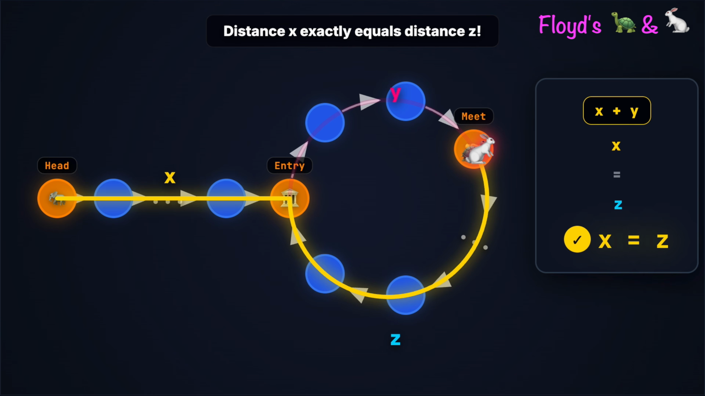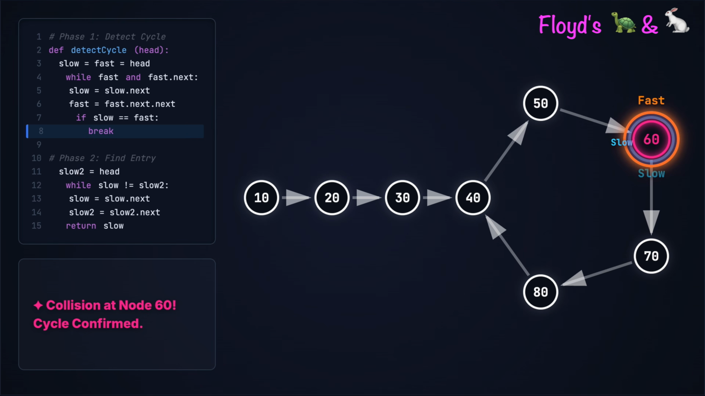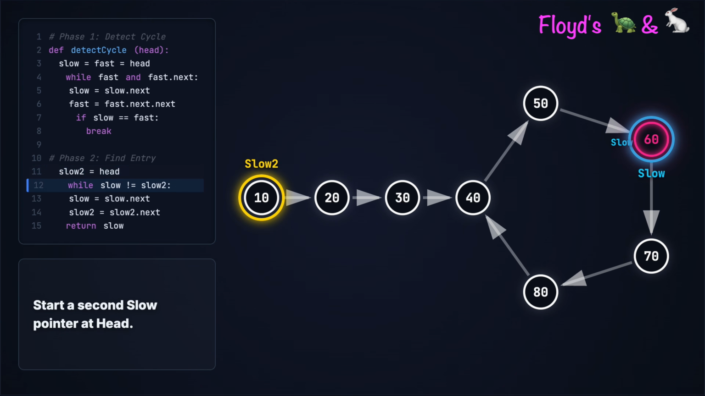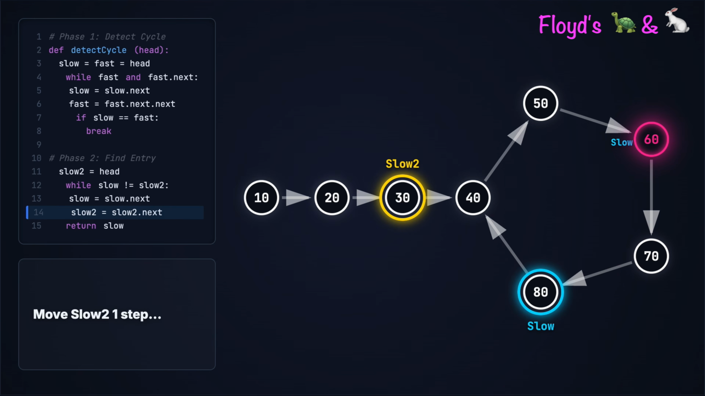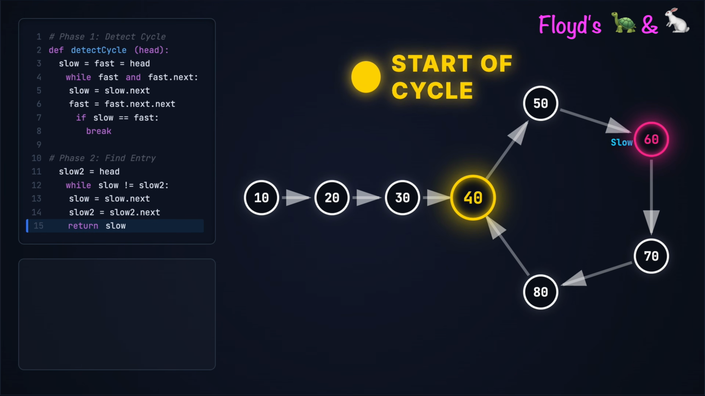And this holds even if the fast pointer had lapped the cycle multiple times before meeting slow. The extra loops just cancel out in the math. So x steps from either the head or the meeting point always lands you on the entry point. And that leads us to the final algorithm. If we leave the slow pointer where it is inside the cycle and start another slow pointer from the head of the linked list and then move them both one step at a time, they will collide exactly at the start of the cycle. And that's our starting point.